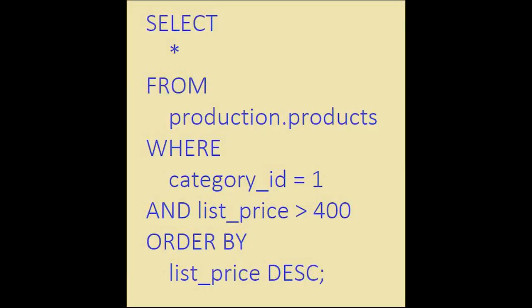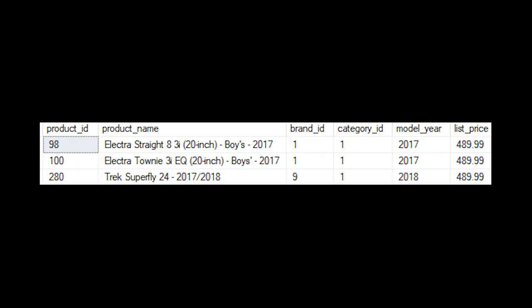How to use the AND operator. The following example finds the products where the category identification number is 1 and the list price is greater than 400. Here is the result.